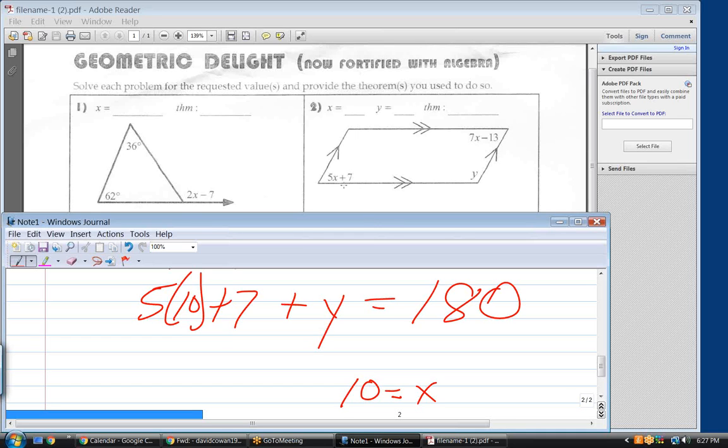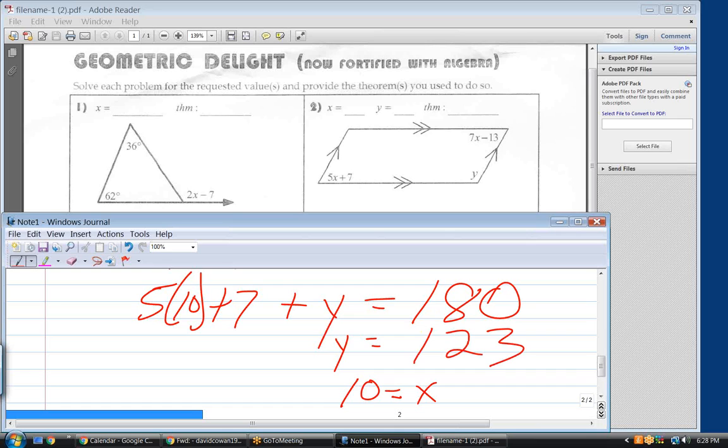Adjacent angles. This one is adjacent to that one. This one is adjacent to that one. And this one is adjacent to that one. That makes sense. Adjacent angles are supplementary. Now you can solve for y. What's y equal? 180 minus 57. That'd be 123. So y would equal 123.